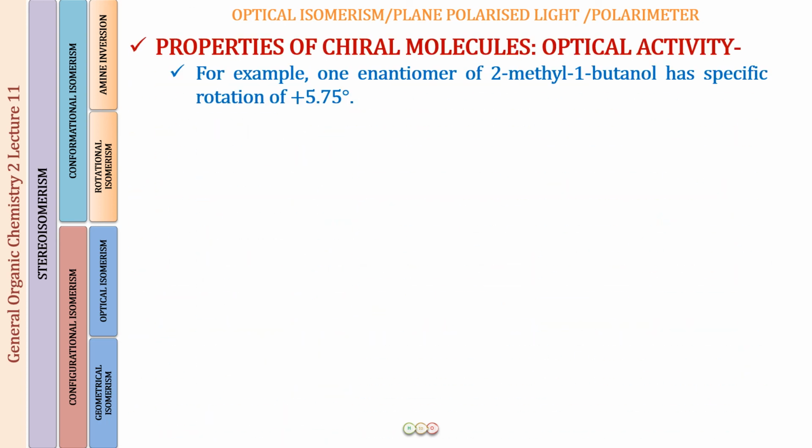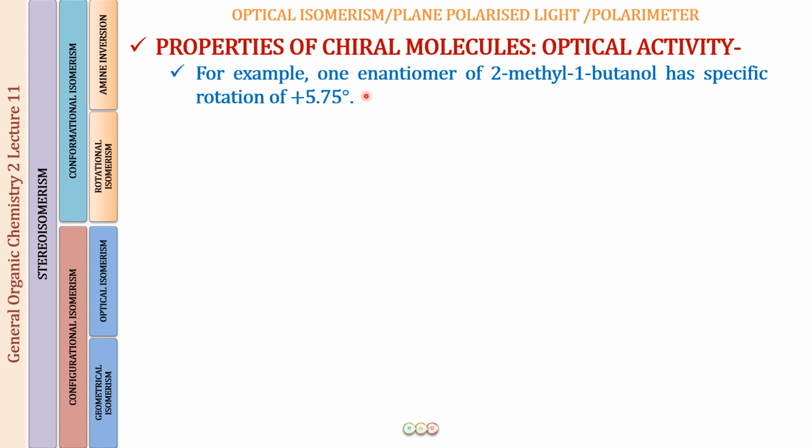So now we have one example where I am going to give you all the values so that you can understand everything, and this would be the end of today's lecture. One enantiomer of 2-methyl 1-butanol has a specific rotation of plus 5.75 degrees. When you draw the structure for this, you will find that there is going to be one chiral carbon in the compound, and when there is one chiral carbon, the compound is going to be optically active for sure, 100% guarantee. When you place this in the polarimeter, what you find is that the rotation is plus 5.75 degrees.